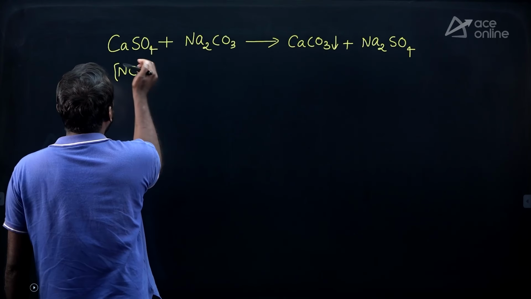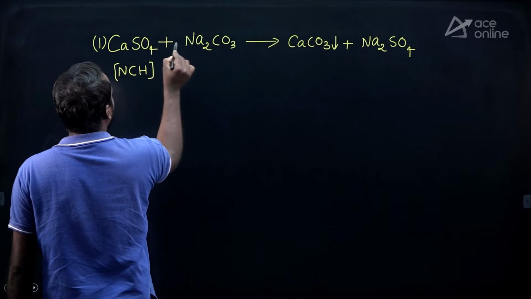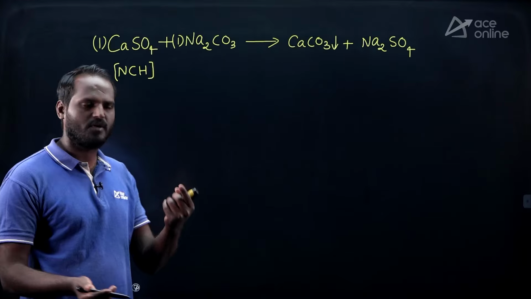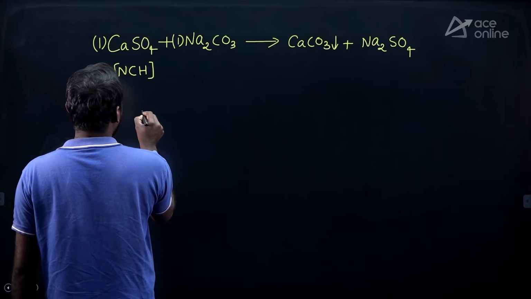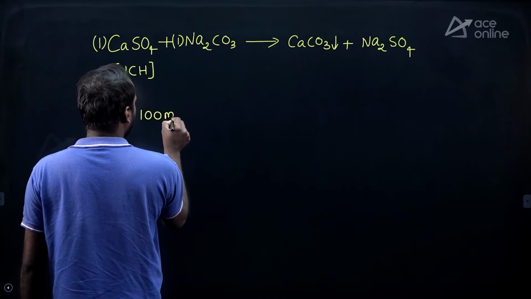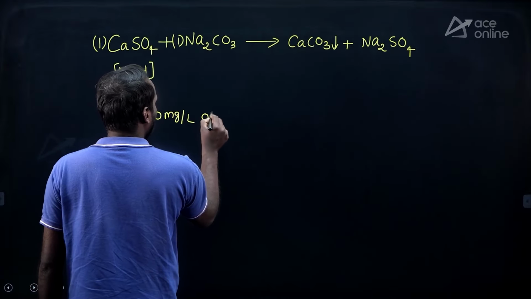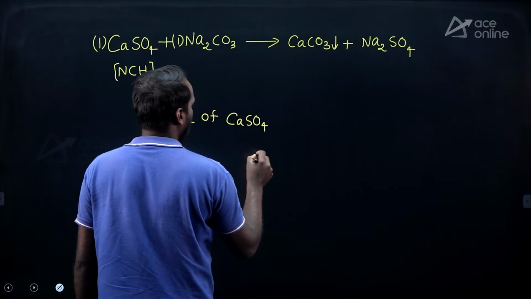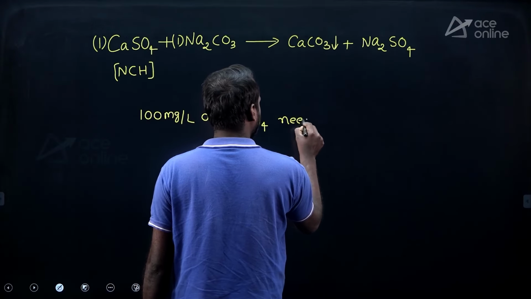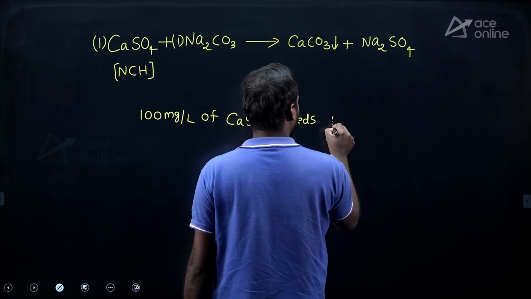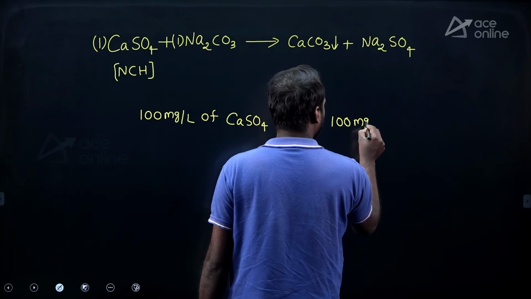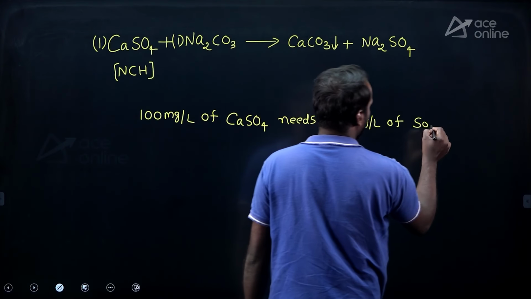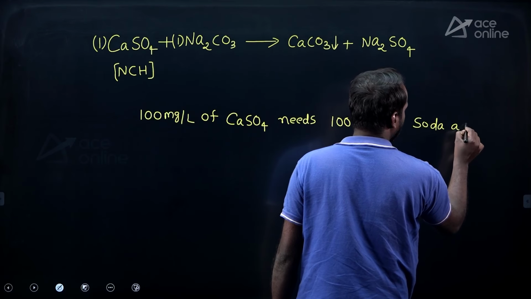With this chemical equation, this is 1, right? One part of NCH needs how many parts of sodium carbonate? Only one part. Therefore, I have 100 parts. Therefore, 100 milligram per liter of CaSO4 requires how many parts? 100 milligram per liter of soda ash. Soda ash means sodium carbonate, right? 100 milligram per liter of soda ash.